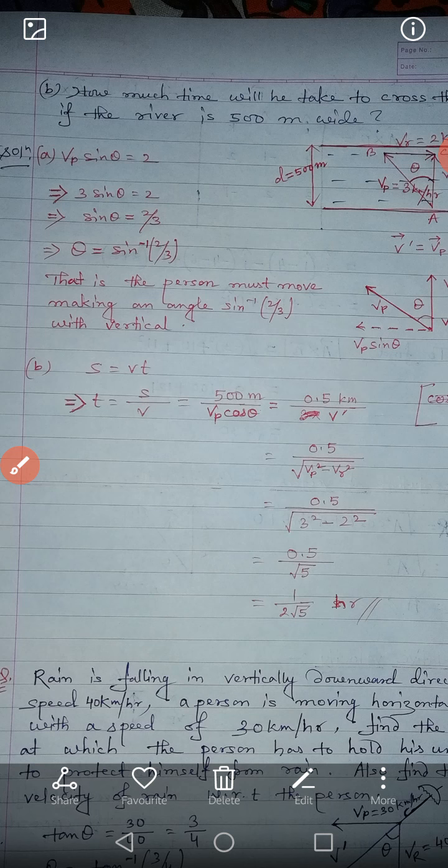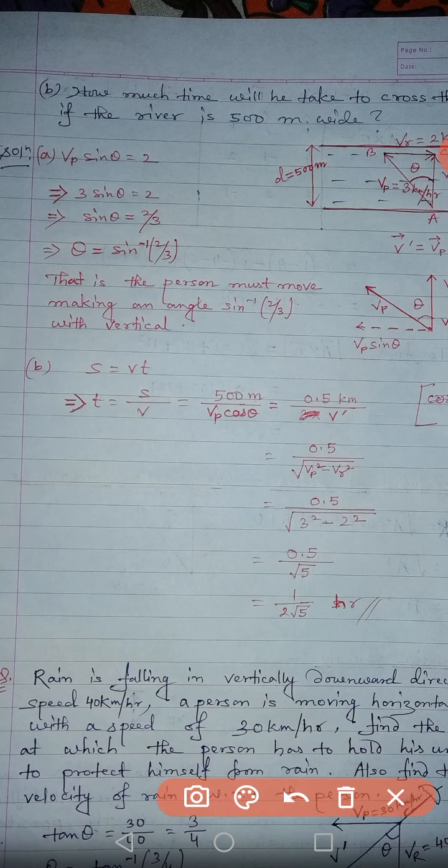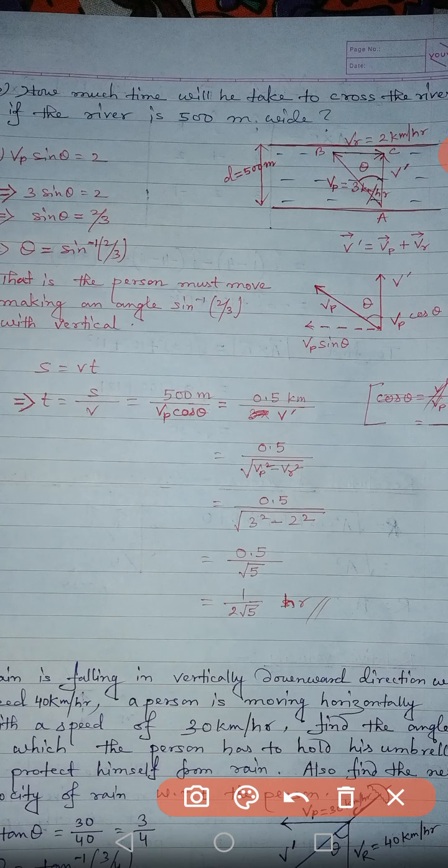Okay, then let us see the next part. In the next part, that is a simple one. You see, this is the distance that the person has to travel, and which velocity will make the person move in vertical direction, which component of velocity? Certainly Vp cos theta, this component of velocity. So here we have the formula, s is equal to Vt, distance equals velocity into time, or from this, time is equal to distance by velocity.